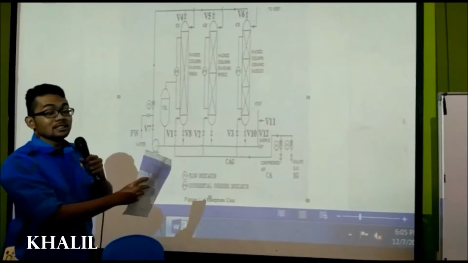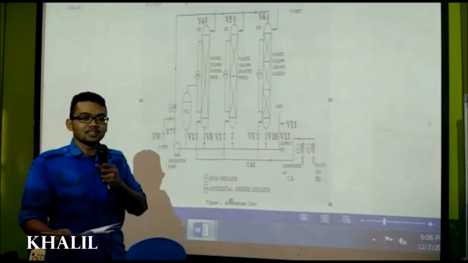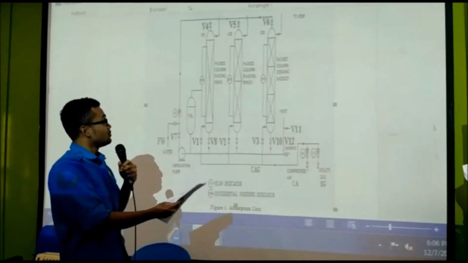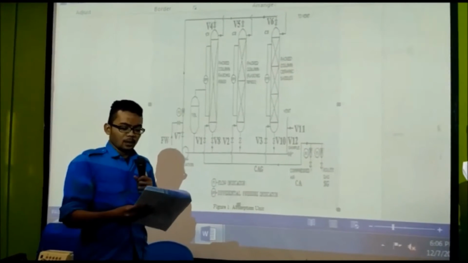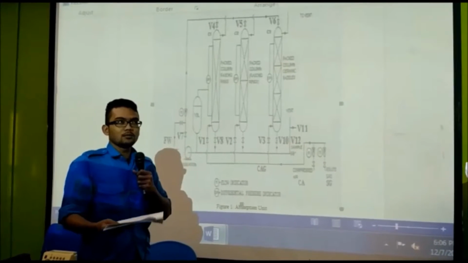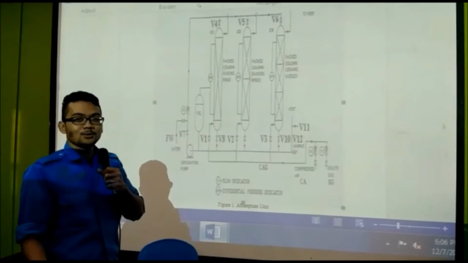Next, we proceed to the experimental procedure. In this experiment, we have four parts. This is part A, part B, part C, and part D. Part A is chemical preparation. We use 0.01 molar sodium hydroxide and 0.01 molar hydrochloric acid solution of 1 liter.